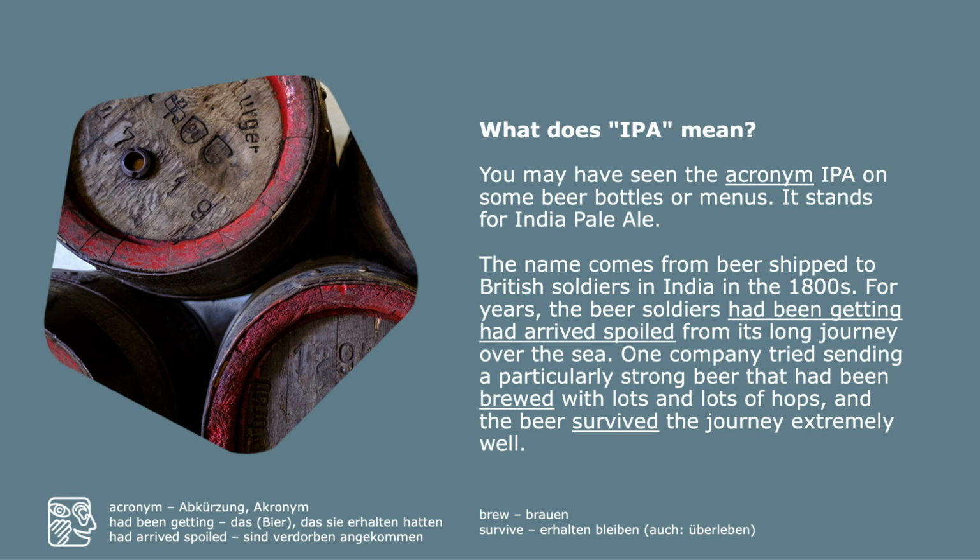What does IPA mean? You may have seen the acronym IPA on some beer bottles or menus. It stands for India Pale Ale. The name comes from beer shipped to British soldiers in India in the 1800s. For years, the beer soldiers had been getting had arrived spoiled from its long journey over the sea. One company tried sending a particularly strong beer that had been brewed with lots and lots of hops, and the beer survived the journey extremely well.